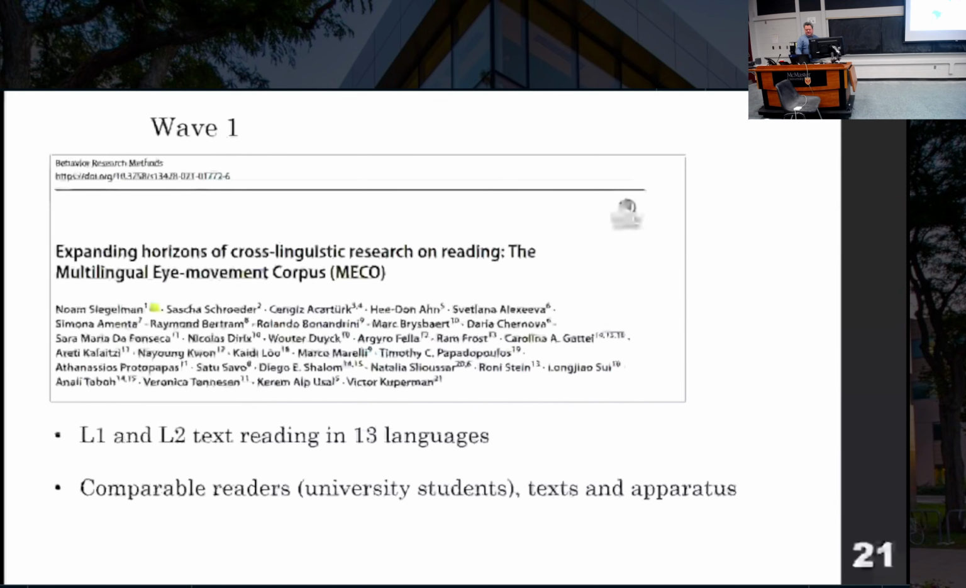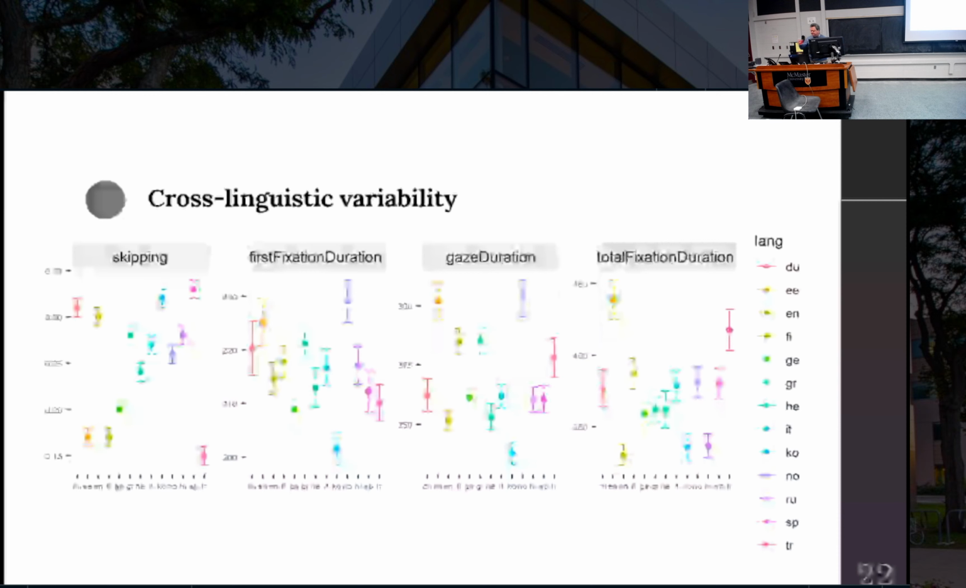So mostly I'll be talking about results from the first wave, because that's the one that is published completely. And here we're looking at the text reading in 13 language samples, both in the first and second language. Okay, so the first question we asked is this.